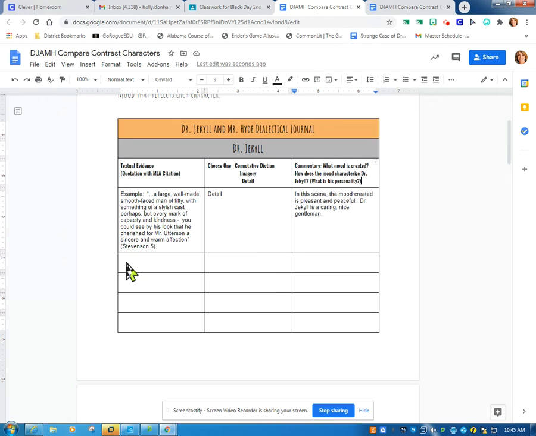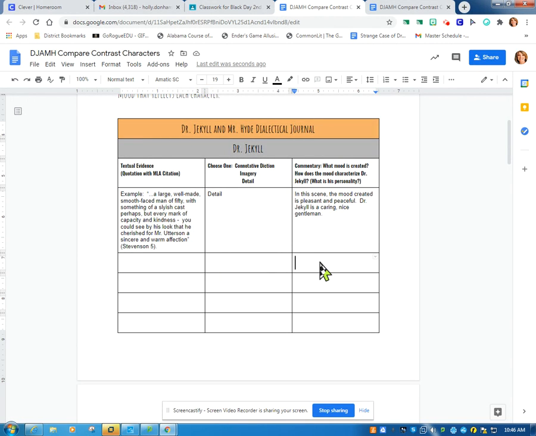The next step is to take another example from the text that you find of Dr. Jekyll being portrayed as a nice guy. And then you're going to come over to the second column, choose whether it's diction or imagery or detail. If it's diction, it's going to be an attitude word or words. If it's imagery, it creates a mind picture. And if it's a detail, it's just specifics about someone or something.